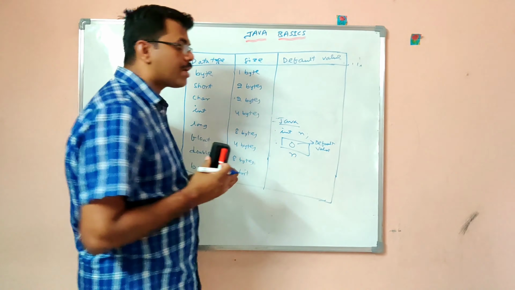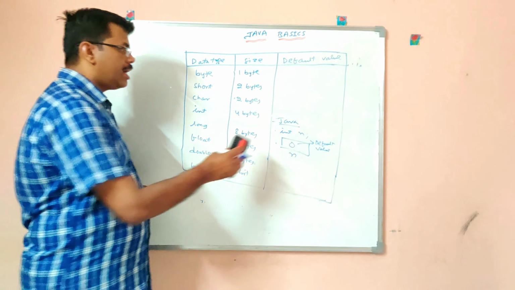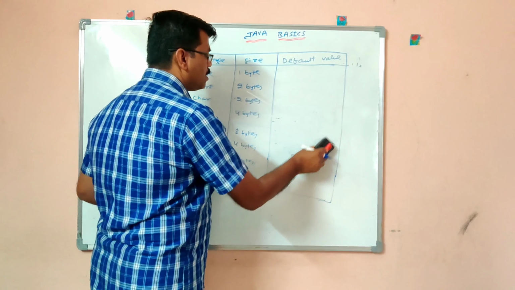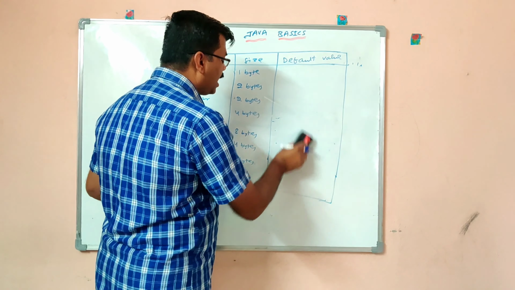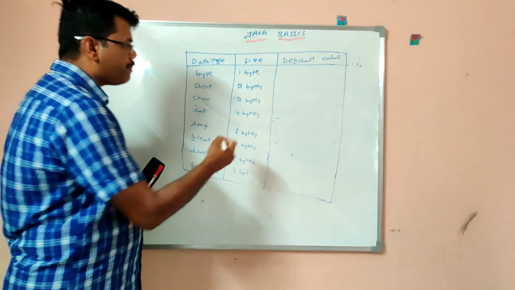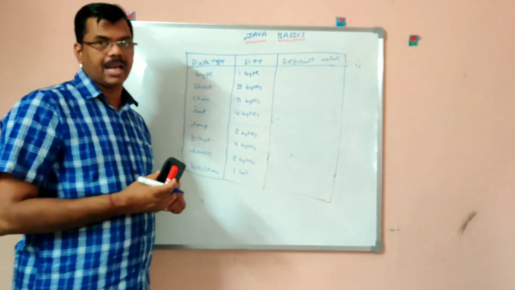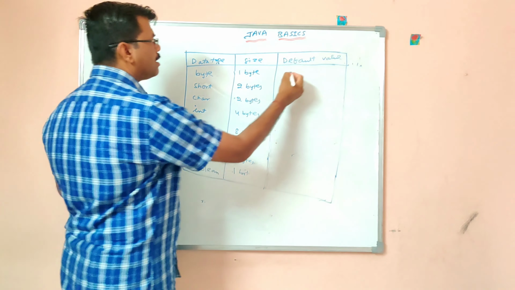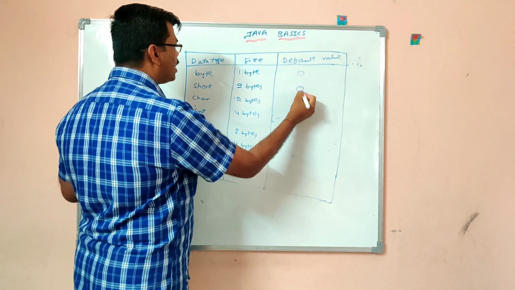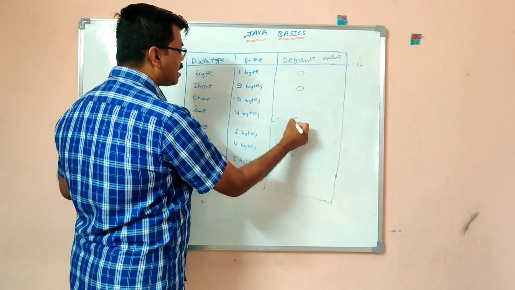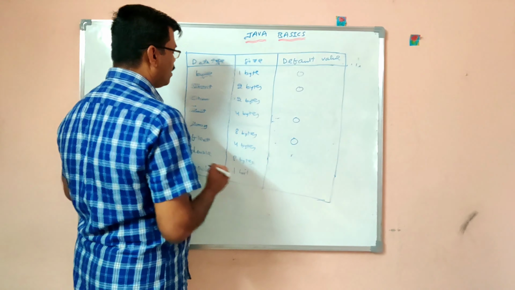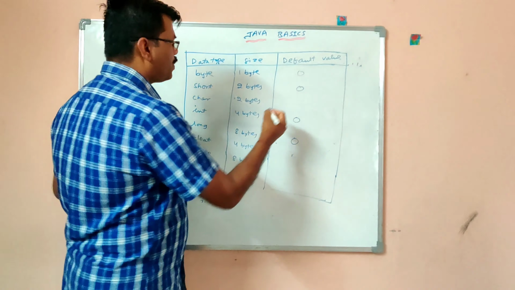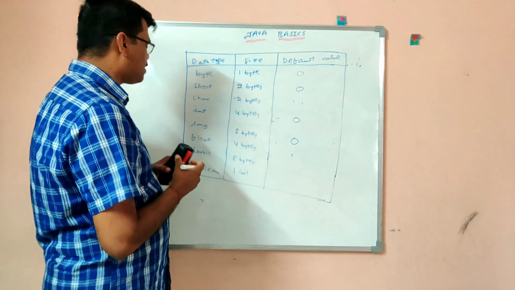So in Java, there is no concept of garbage values. It goes with the default values. So the default value for all integral types. What are integral types? Means which can store only integer values. Like byte, the default value is 0. Short also integral type, 0. And for integer also 0. And for long 0. Whereas coming to character, it goes with a single space, a Unicode single space.